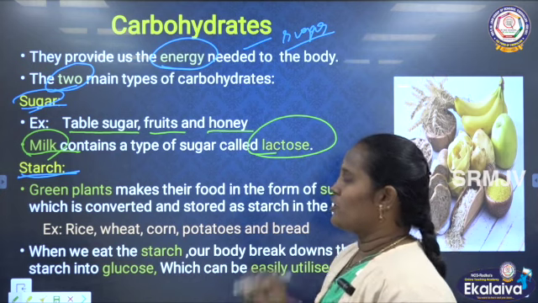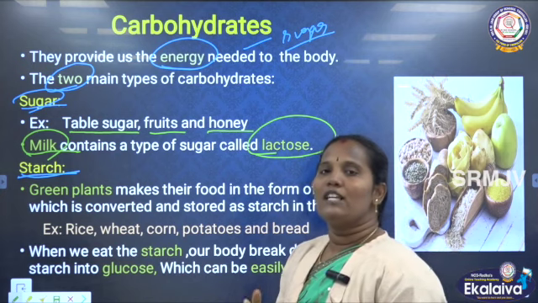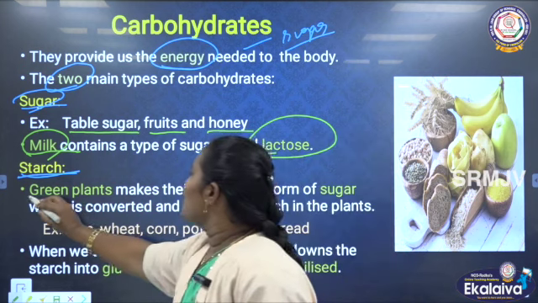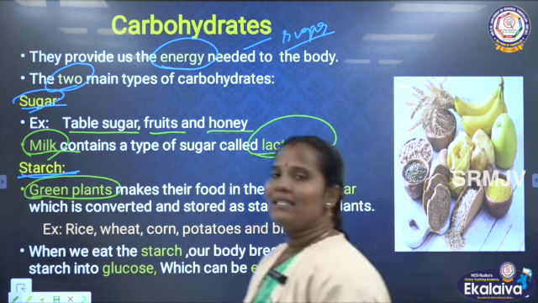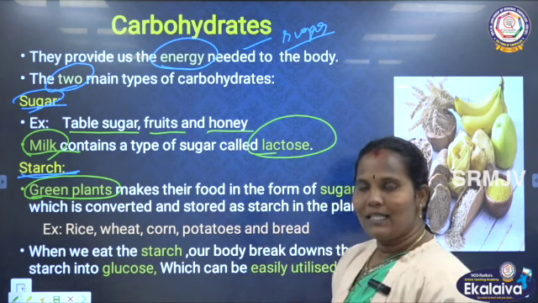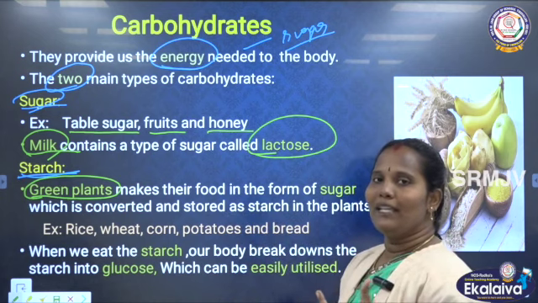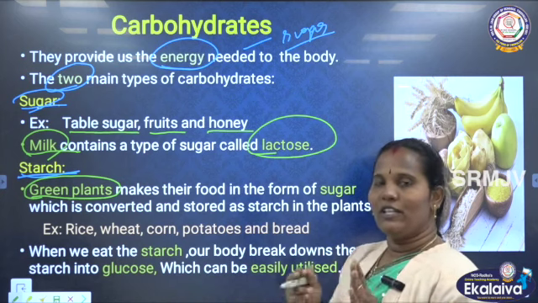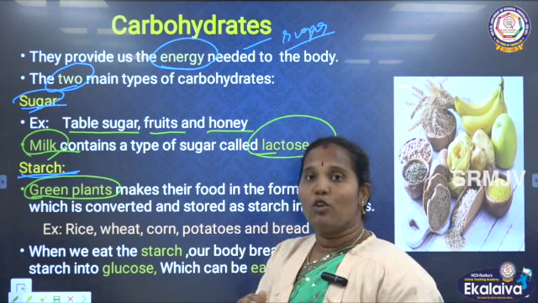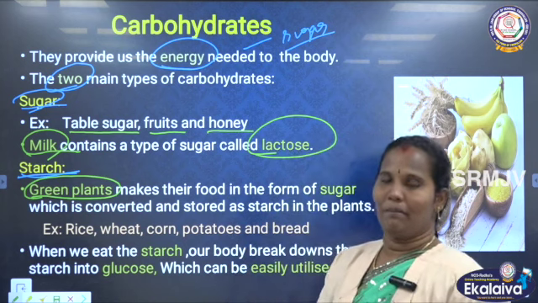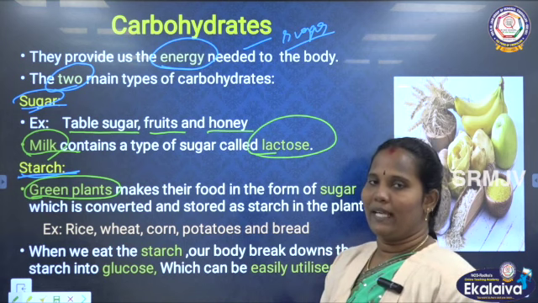Next one is the starch. Already I told you starch is the storage material of plants. Green plants store it. We know very well plants carry out the photosynthesis process. During this photosynthesis, they prepare the food material. Actually they are preparing glucose, but this glucose is converted into starch and then stored in the body parts of the plants, like the stem, root, like that.